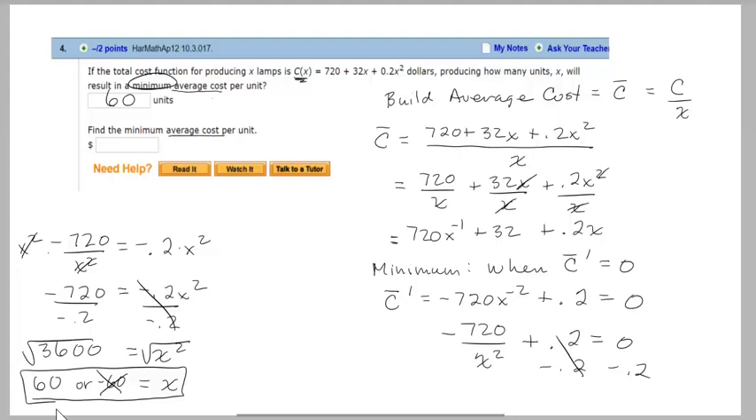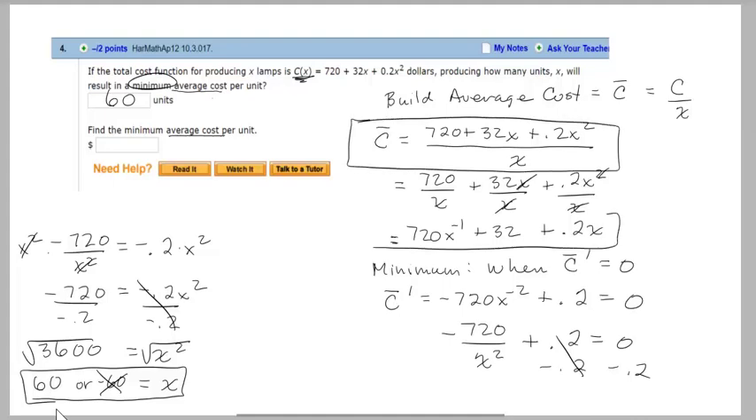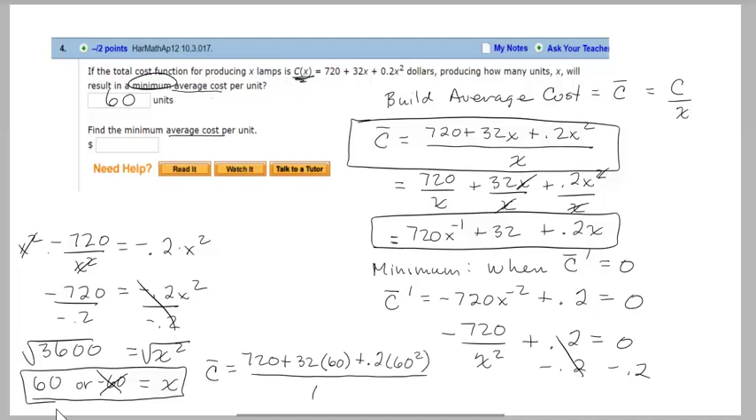So now I need to be careful which function to plug it back into. If I plug it back into C, I will get cost. I don't want cost, I want average cost. So I want to plug it back into this function. And you can do that in any one of these formats, but I kind of like that original one. So C bar will be 720 plus 32 times, plug in 60 for x, plus 0.2, plug in 60 for x squared, and divide it by 60.